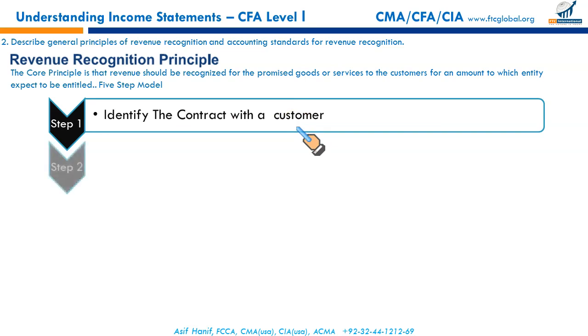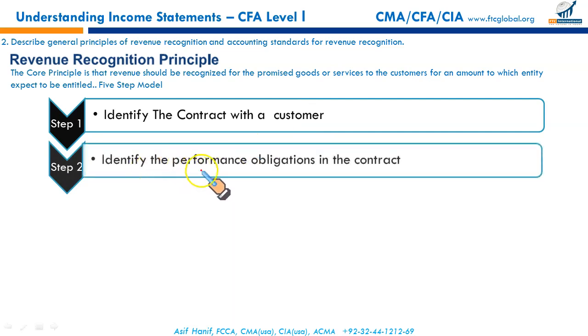Once the customer has been identified, whether through a written or an oral contract, to whom we want to sell our goods or services, the next step is to identify the performance obligation in the contract. What we as a seller are expected to do. What goods are we required to deliver? That's the second step. Identify the obligation in the contract. What do we have to do?